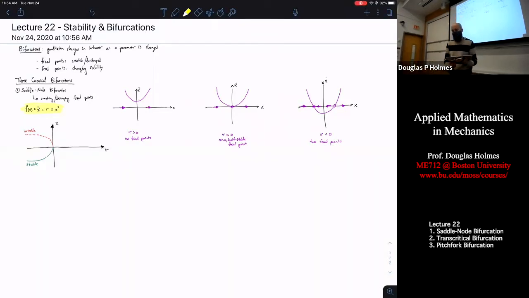Can I ask a quick question? Yeah, of course. For that last graph, if we're looking at when r is negative and positive, shouldn't that curve be rotated and flipped? Right now it's like when x is negative and positive.